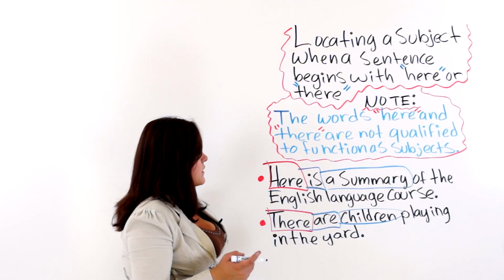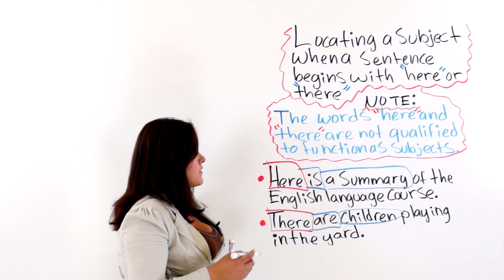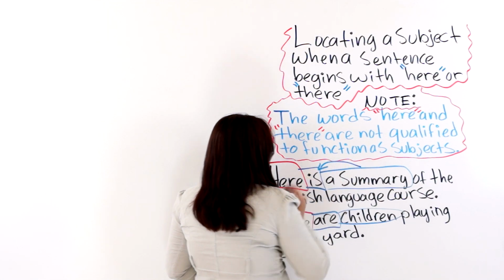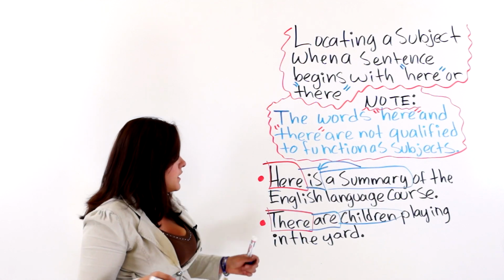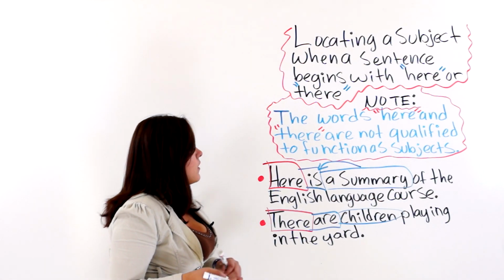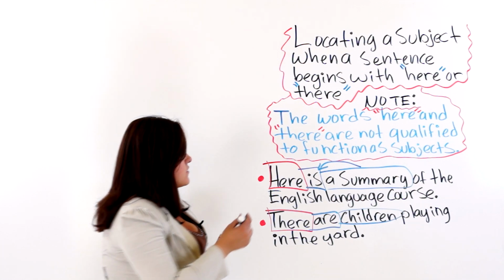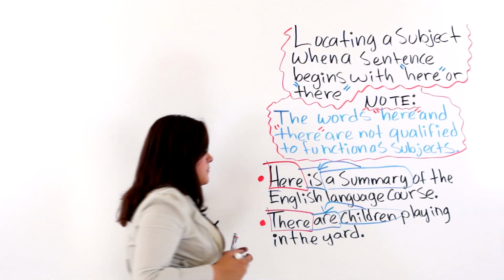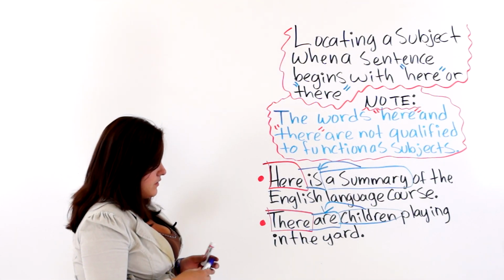Here is a summary of the English language course. Okay? A summary, singular noun, agreeing with singular verb. Okay? The next one is, there are children playing in the yard. Okay? Plural noun, agreeing with plural verb. There are children playing in the yard.